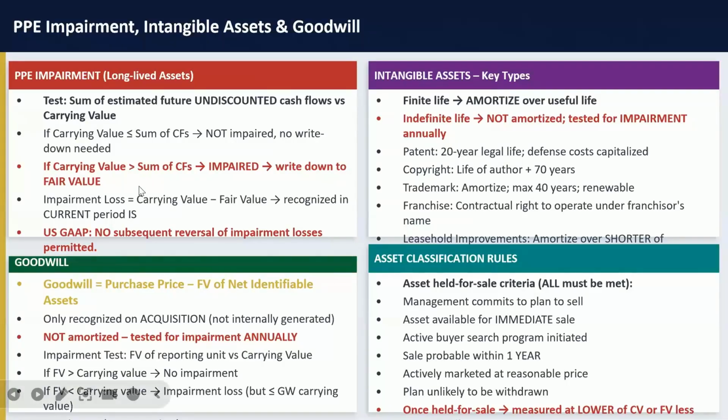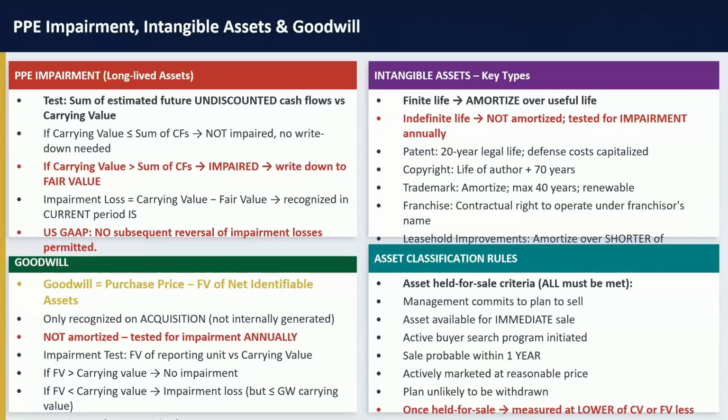Suppose it becomes lesser than your carrying value. At that time, the problem occurs. You are not able to sell the asset for anything greater than your carrying value. At that time, it is impaired. You have to write it down to fair value. So now, how do you record the impairment loss? It's very simple. Carrying value minus the fair value, and it will be recognized in the current period income statement.